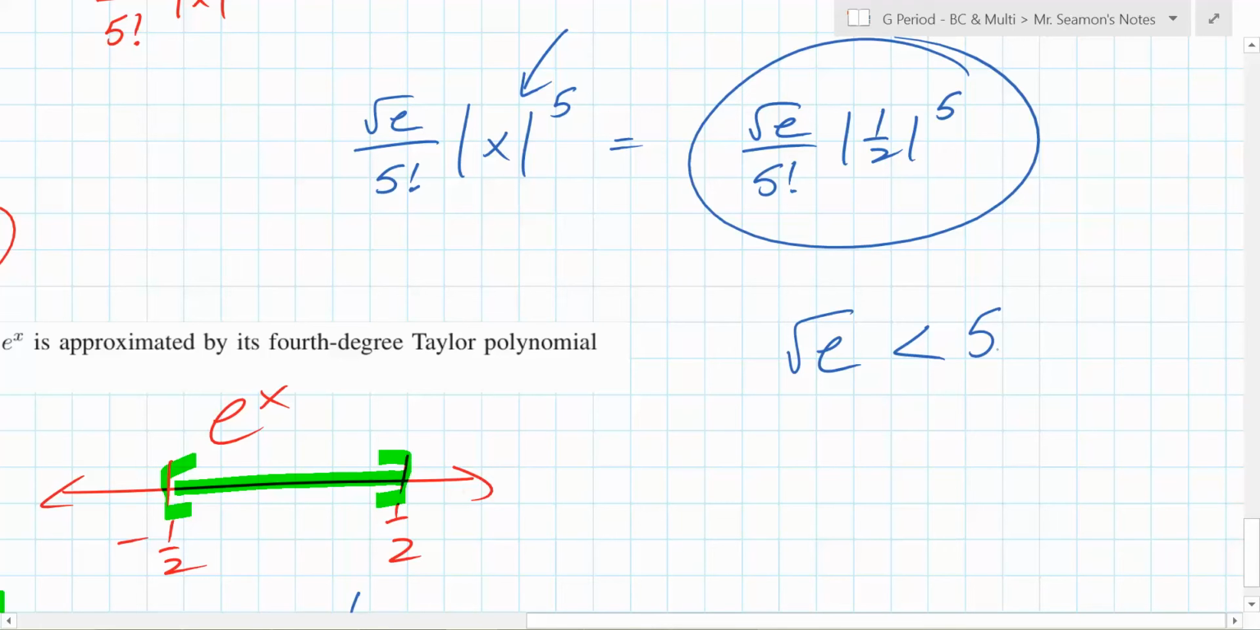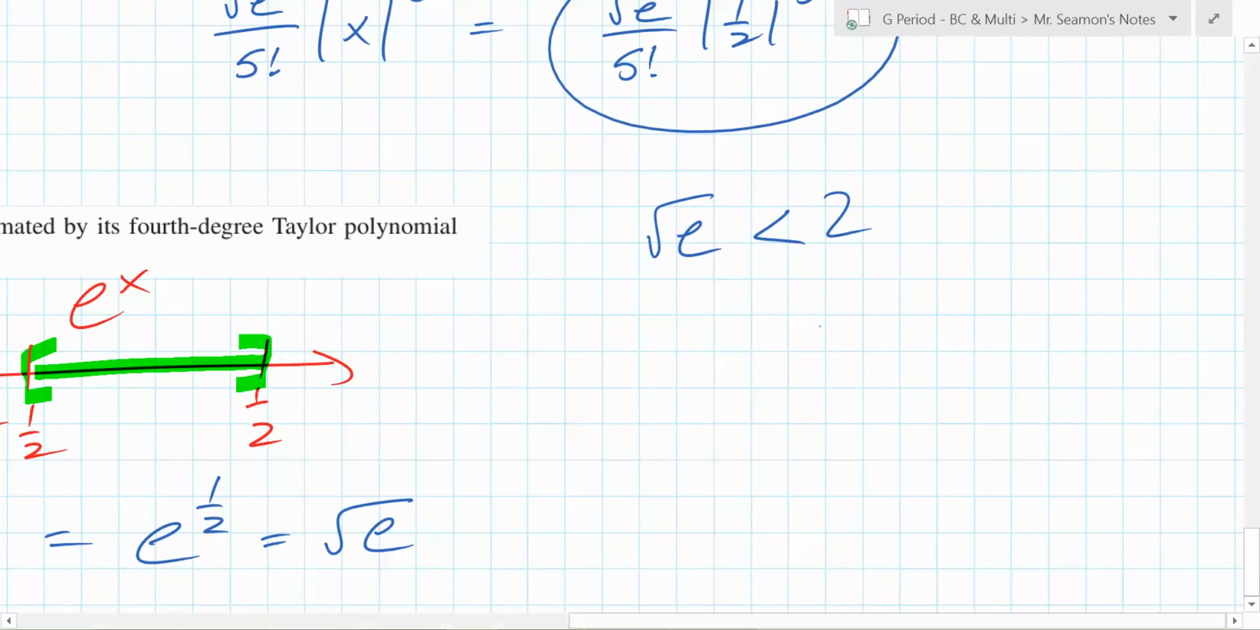If you're looking for a maximum error, you can just use 2. That's also true, right? So if you're going to do an estimate, you get to take this 2, and where do you get to put it? Replace it where the square root of e is. So you end up with this thing right here: 2 over 5 factorial times 1/2 to the 5th.